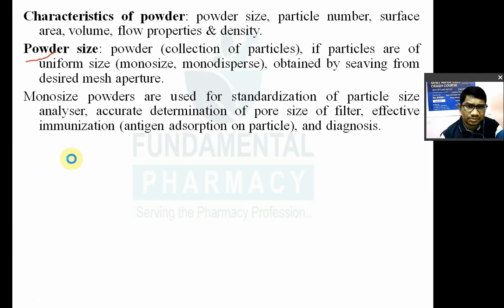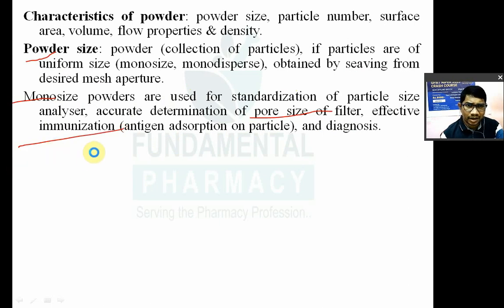So monodisperse powders are obtained by the sieving method, and they are used for the standardization of particle size analyzers. And monodisperse powder, how you can get? You can get it by sieving method. And then determination of pore size of the filter, effective immunization. So these are the applications of monodisperse powder.